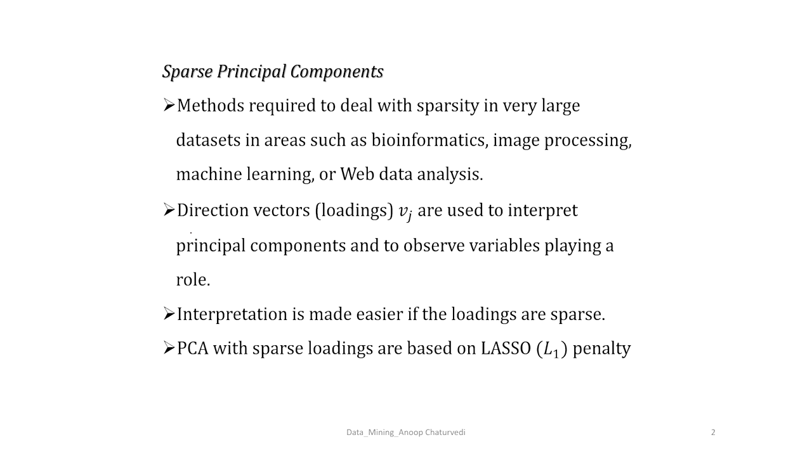Then the direction vectors, that is your loadings denoted by Vj, are used to interpret principal components and to observe which variables are playing a role in that particular direction vector. Just like in the multiple linear regression model, where your regression coefficient vector beta or different elements of beta are used to interpret which input variables are going to have impact on the output variable, or how much impact the input variables have on the output variable.